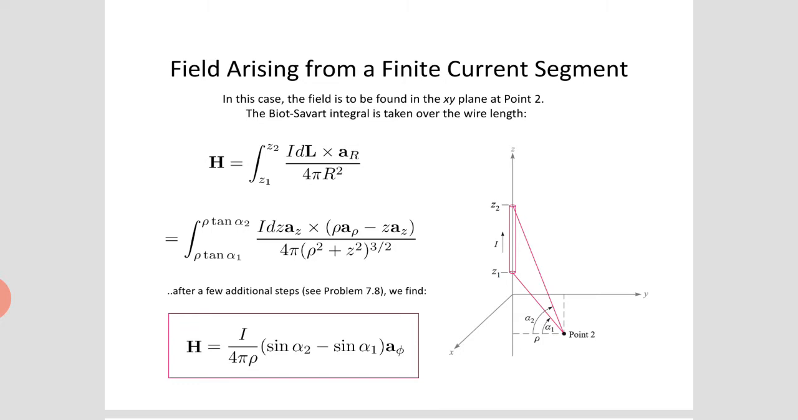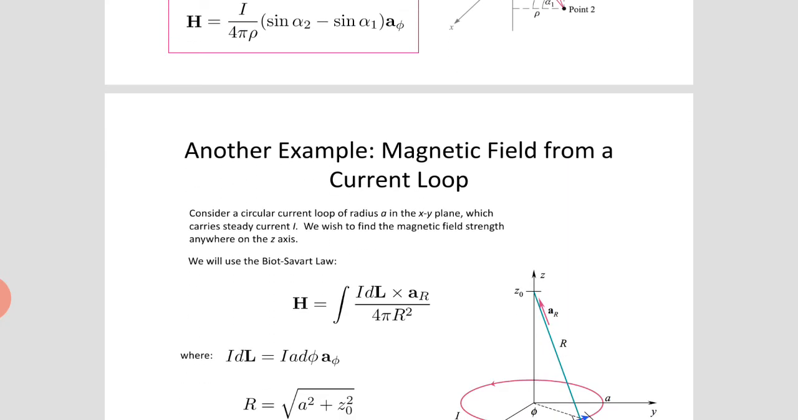So here, after integration, what we get is H equal to I by 4 pi rho into bracket sine of alpha 2 minus sine of alpha 1, into a phi. So if you want to get the magnetic field intensity at a point due to a finite current segment, this is the equation: I divided by 4 pi rho into bracket sine of alpha 2 minus sine of alpha 1, a phi. Okay, so next, another example you can take.